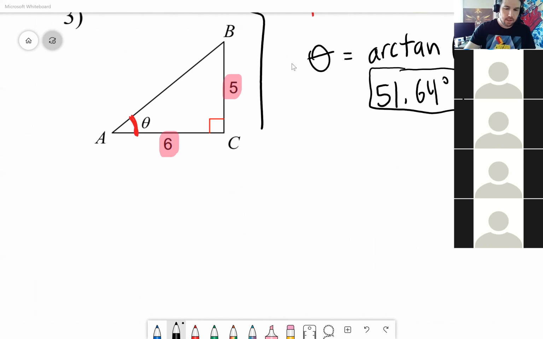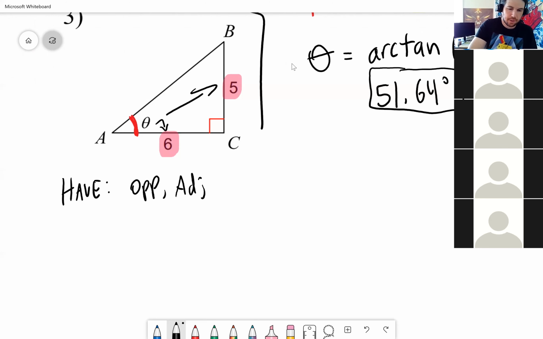Let's see. So it looks to me like we have the opposite and the adjacent legs. And we don't really care about the hypotenuse. I mean, we could figure it out, but we don't really care about it. And we need the angle theta.